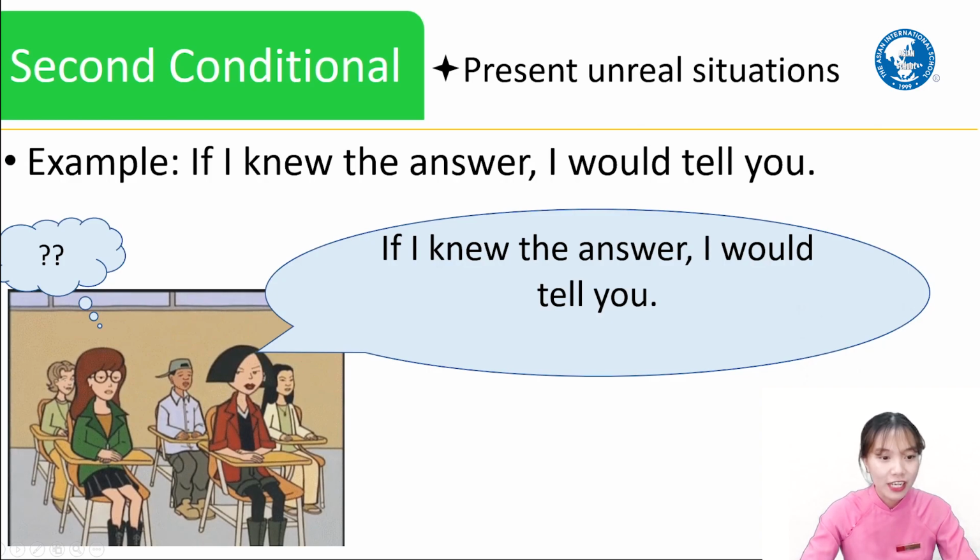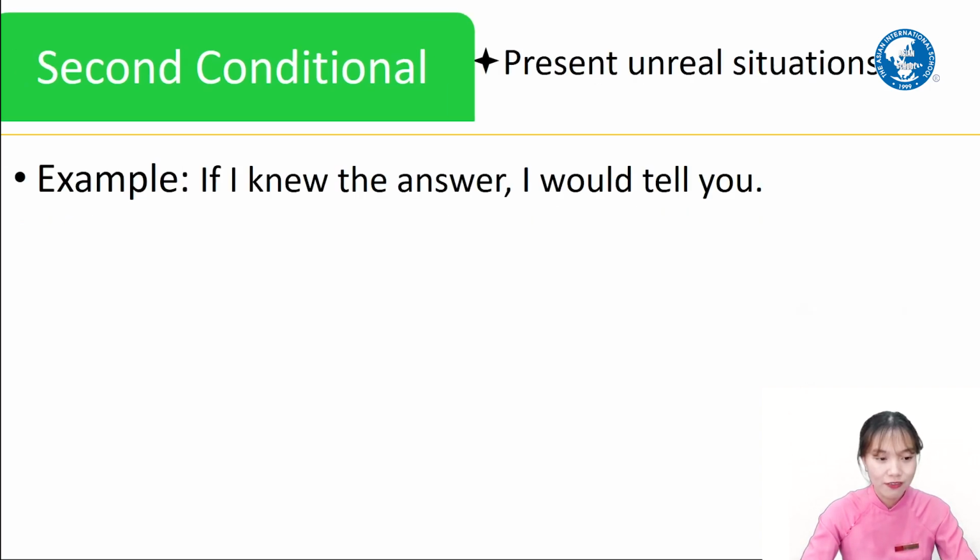If I knew the answer, I would tell you. The girl in the red jacket tells her friend, if I knew the answer, I would tell you. This is the present unreal situation. In fact, she doesn't know the answer.